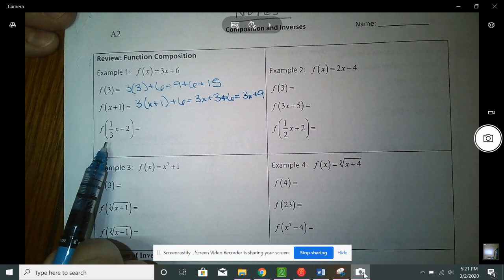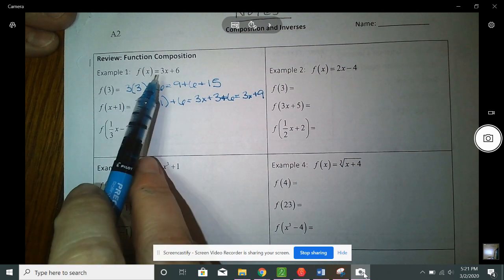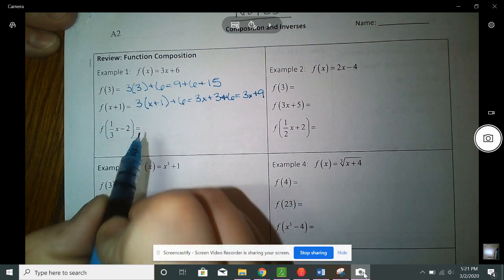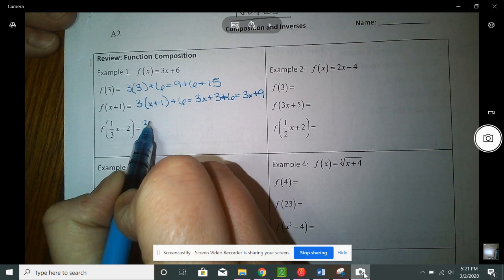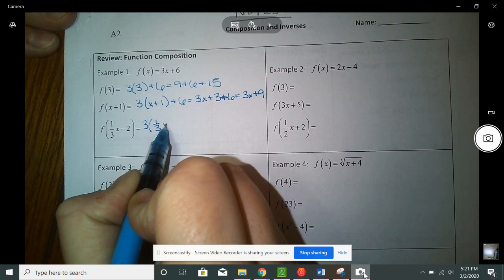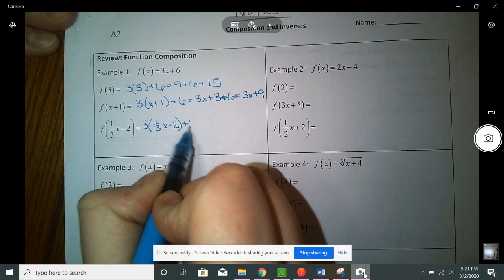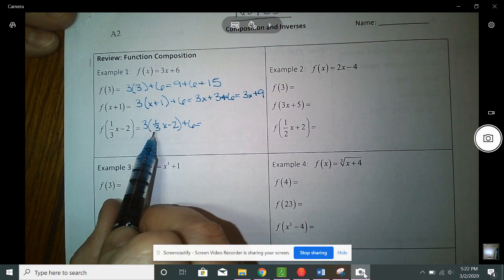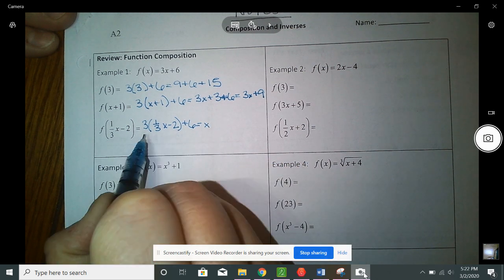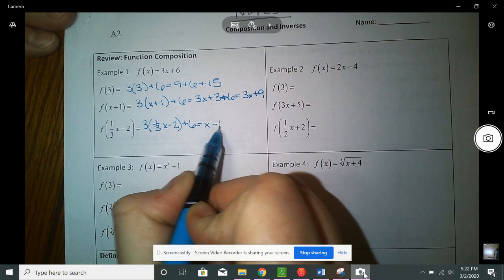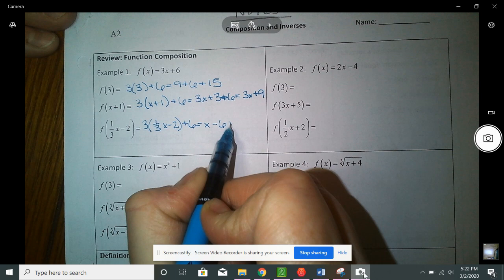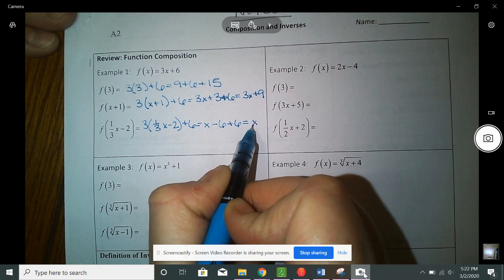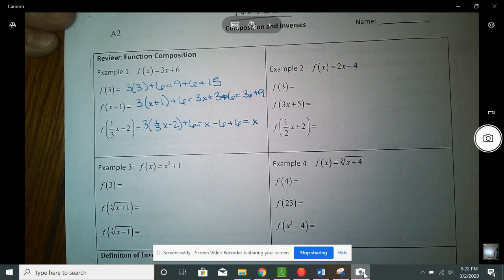Finally, we're still using the f of x function, 3x plus 6, but our input is 1/3 x minus 2. So we start with 3 times the input plus 6. Again, we need to distribute. So 3 times 1/3 x is just x. 3 times negative 2 is negative 6. And then we have a plus 6 here. Well, that negative 6 and positive 6 cancel each other out. So our final output is just x.